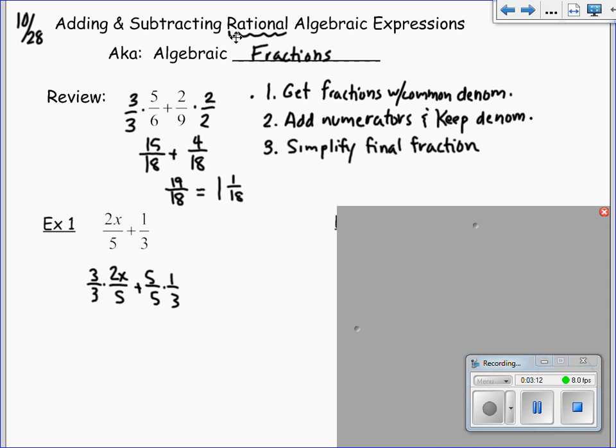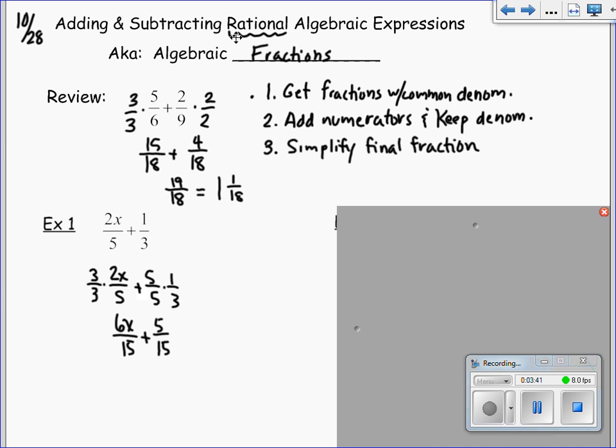It's a good point to emphasize that we're multiplying by 3 over 3, because really that's equivalent to just 1. When we multiply anything by 1, we don't change its value. We're just looking at a different form of the same number. So our fractions with common denominators are 6x over 15 plus 5 over 15. So that was step 1. We got our fractions with common denominators.